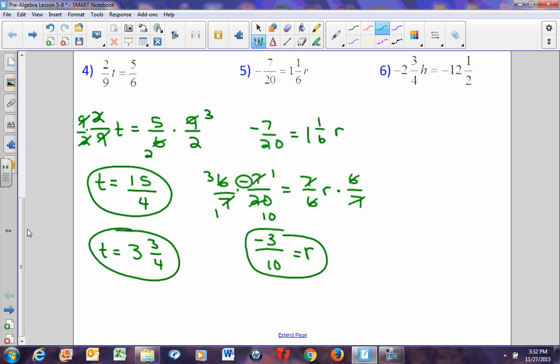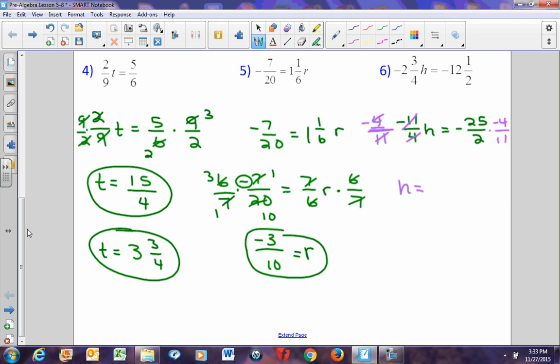Number 6 here, we should change to improper fraction first. So negative 2 3/4 becomes negative 11 fourths h equals negative 12.5, which is negative 25 halves. Multiply both sides of the equation by its reciprocal, which in this case would be negative 4 over 11. Okay, negative 10 there. Multiply by negative 4 over 11 here. Everything cancels out here, leaving me with h.